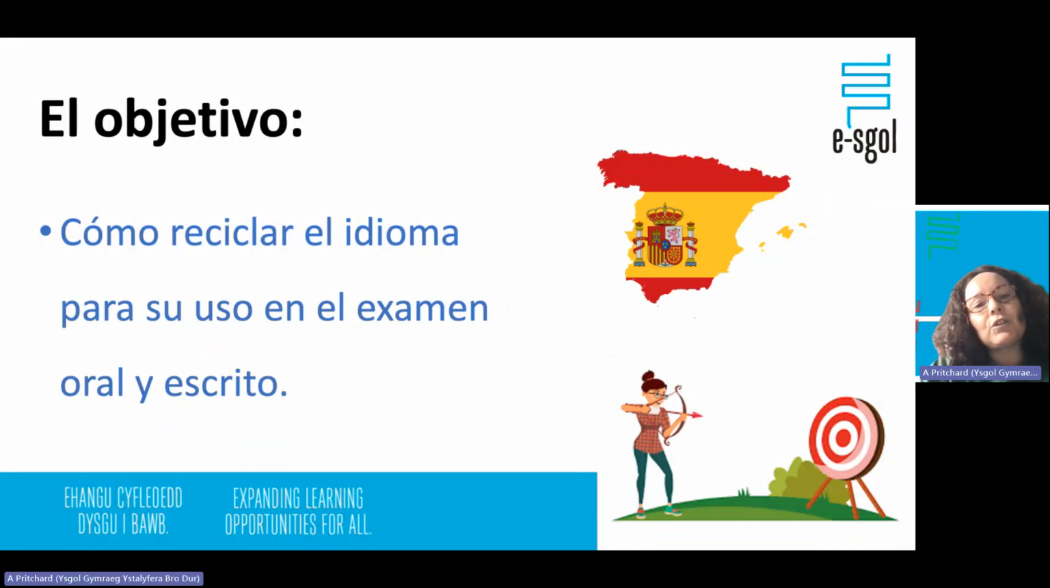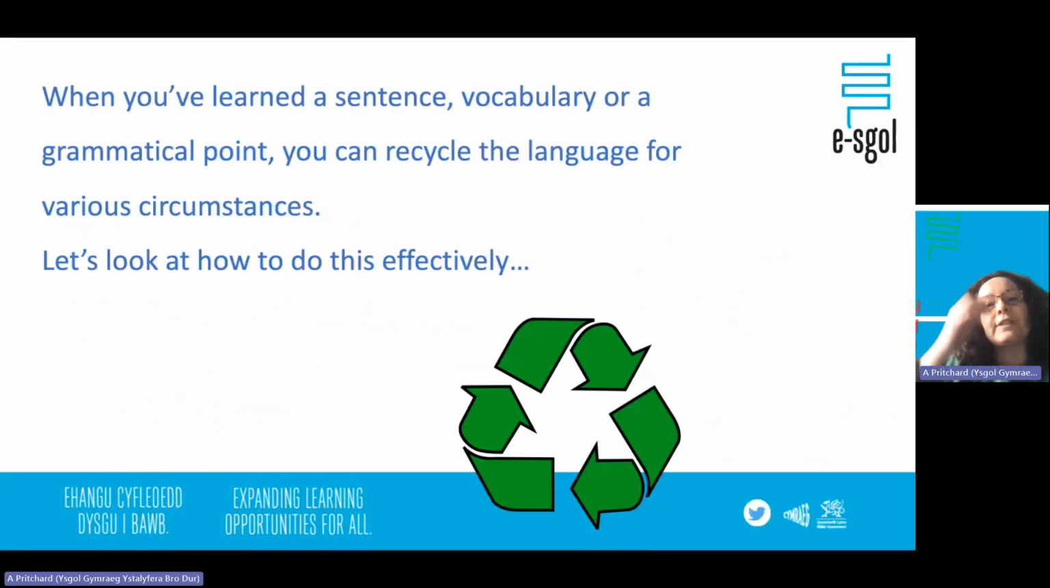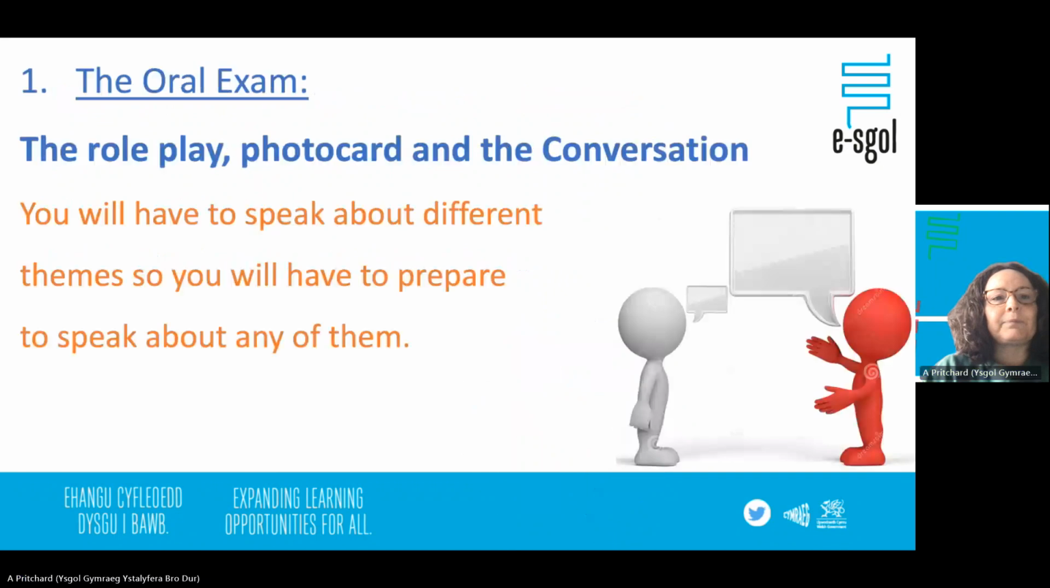So what I want to focus on today is showing you how, once you've learned a bank of sentences, language, adjectives, and so on, they can be recycled for use in all aspects of the Spanish GCSE exam. So when you've learned a sentence, vocabulary, or a grammatical point, you can recycle the language for use in various circumstances. So let's have a little look how to do this effectively.